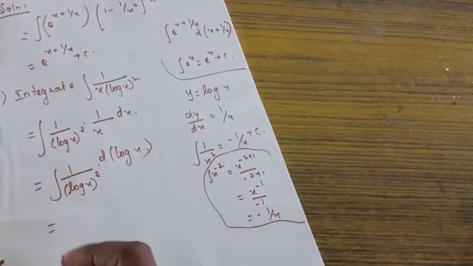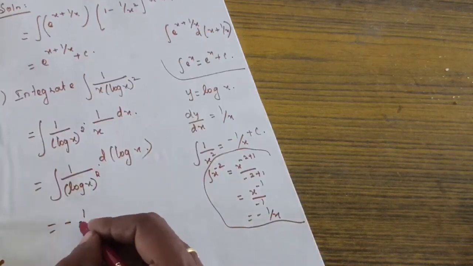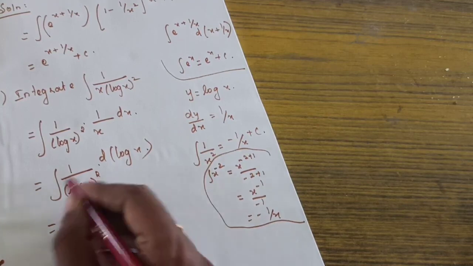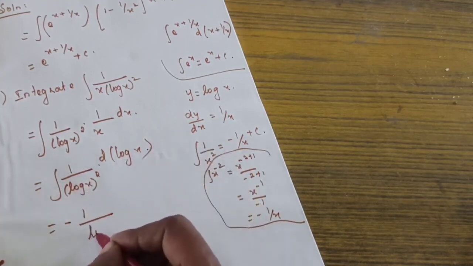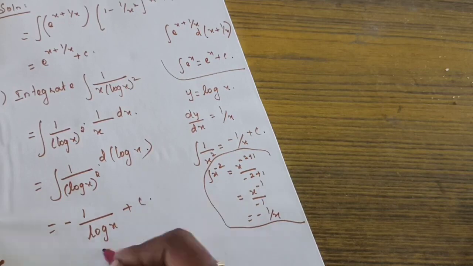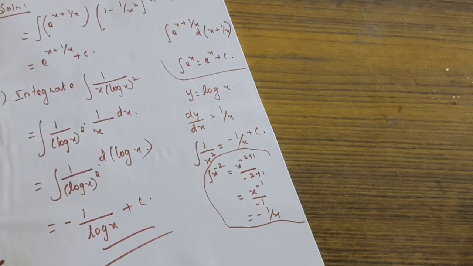So from that, what will you write? That is minus 1 by, in the place of x, what's there here? Log x. So what will you write? Minus 1 by log x plus c. That's the answer. Understand? So somewhat one small trick is there. That's all. Okay, so you want to be very careful.